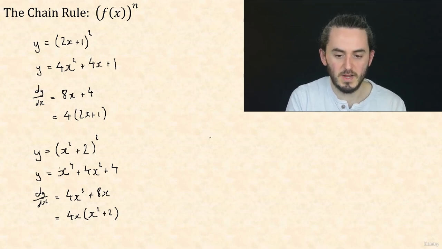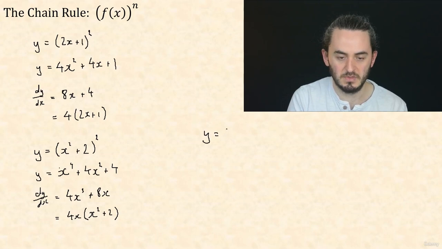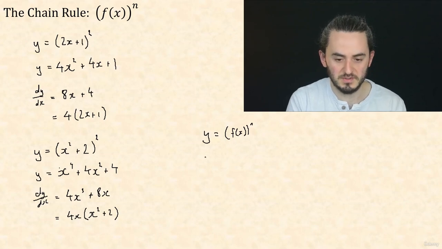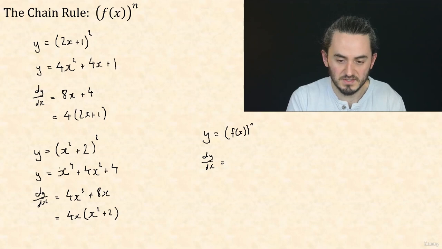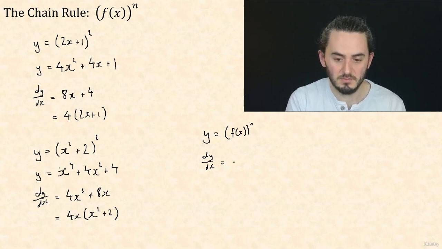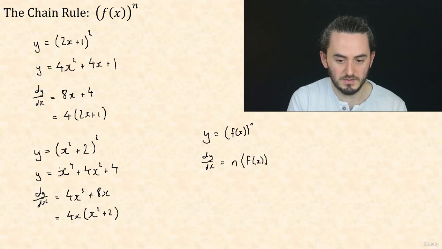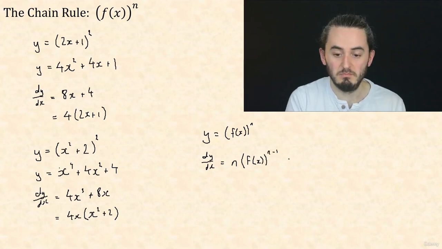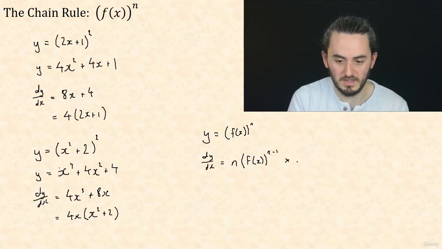So here is the way that we differentiate. If we have y equals f of x to the power of n, here's how we differentiate this. dy by dx is found by treating this as if it were just x to the n. So the power comes down and drops by 1. So that's n times f of x to the n minus 1, but then multiply by the derivative of what was going on inside the bracket, f dashed of x.